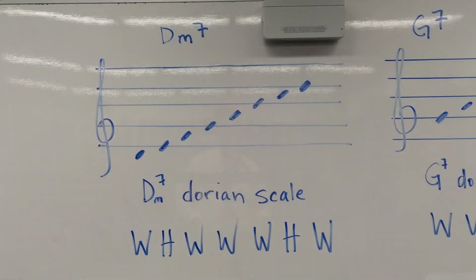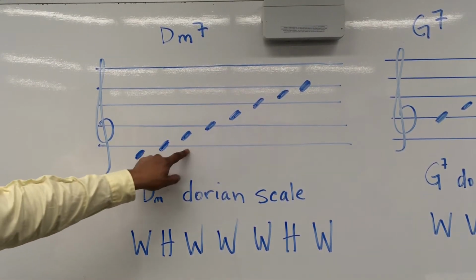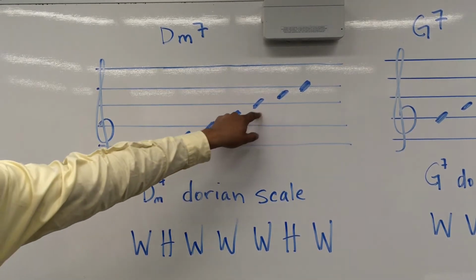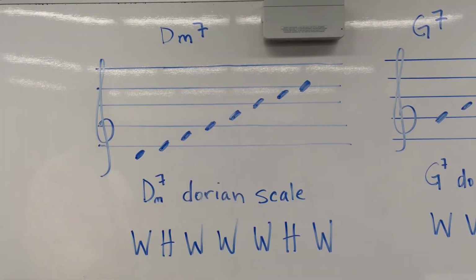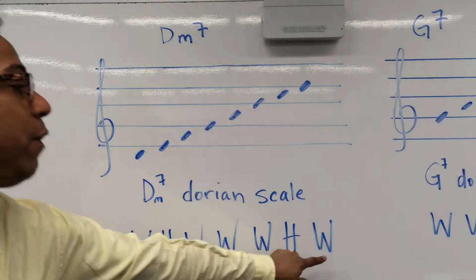This is how your Dorian scale looks, and this is how your dominant scale looks. Here is your Dorian scale: D, E, F, G, A, B, C, D. And this is your Dorian pattern: whole, half, whole, whole, whole, half, whole.